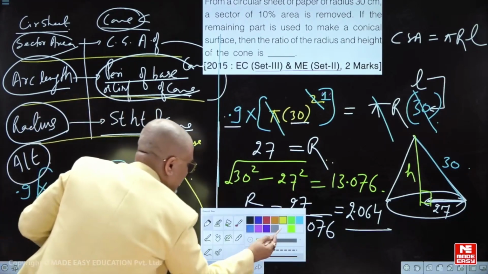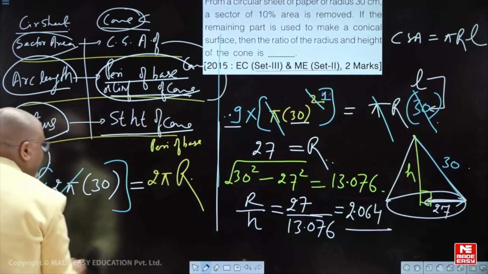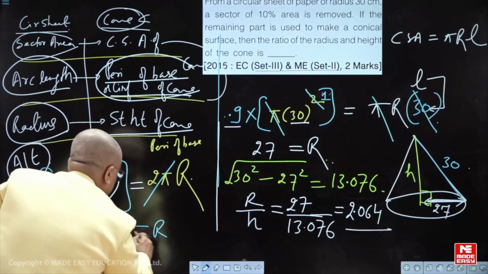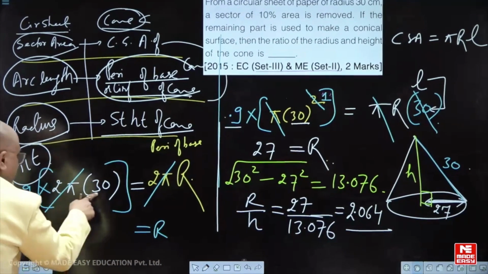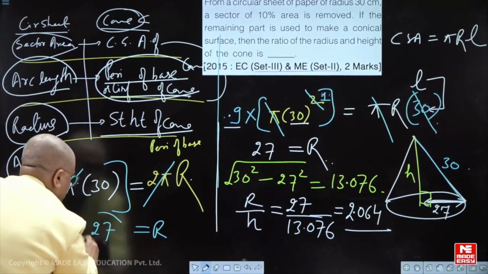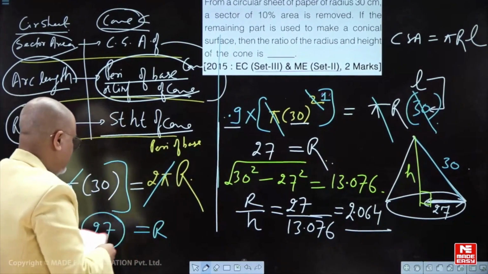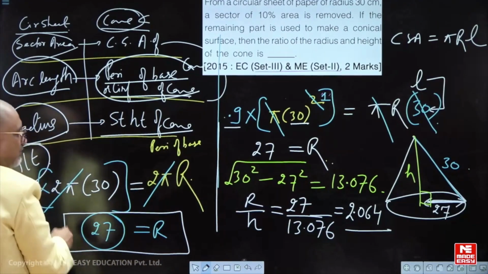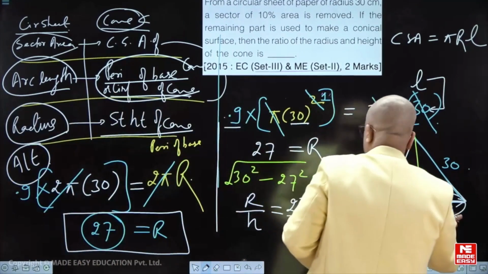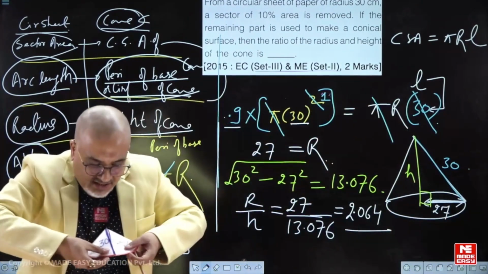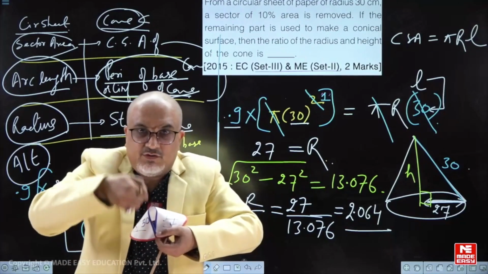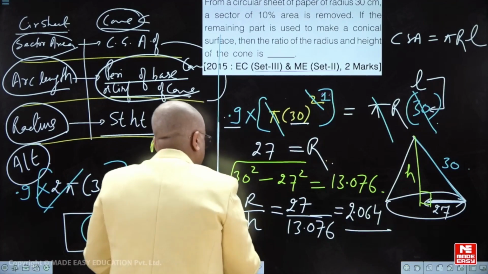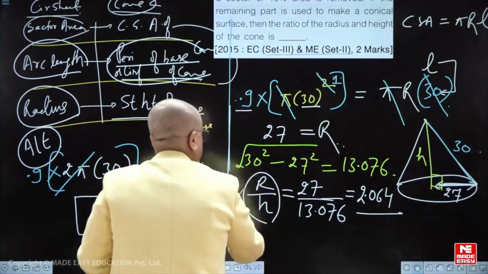So again we are going to do the same thing. The 2 pi cancel out, and this r, the radius of the cone, is equal to 0.9 into 30, that is equal to 27. No matter whatever we do, r will come out to be 27. This radius of the cone will come out to be 27. Slant height is already equal to 30, and hence we can get the height. And once we have the height with us, the ratio of r by h can be calculated.